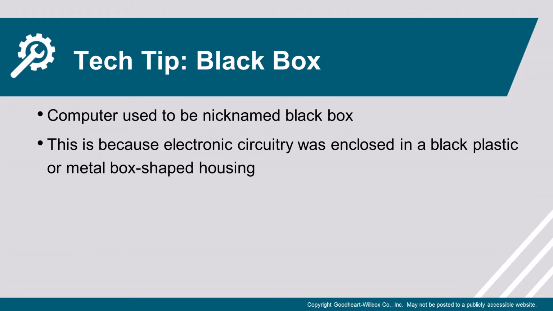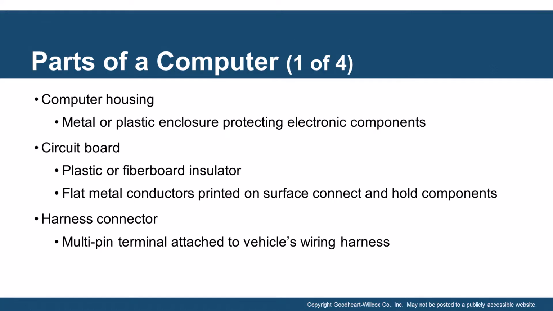Kind of cool when you think about it. All right, so let's start talking about the parts of a computer. A computer will always have a housing. It's typically made of a metal or plastic enclosure protecting the electronic components.